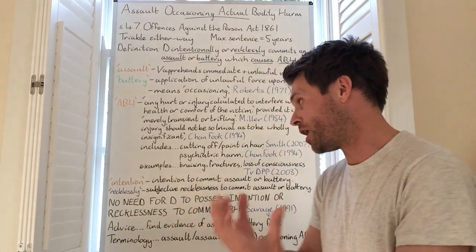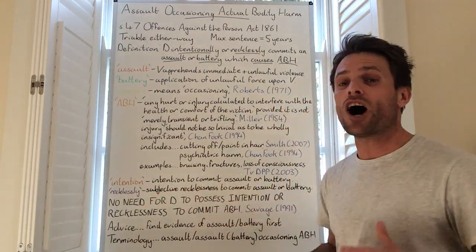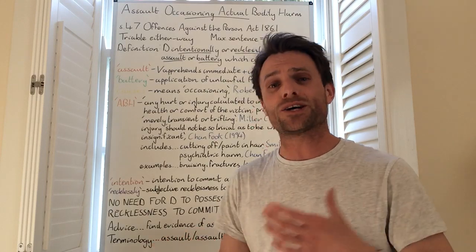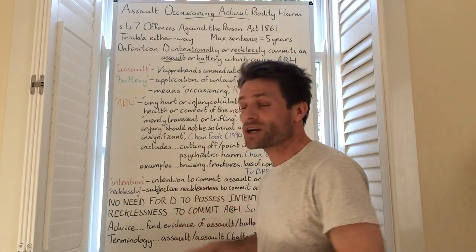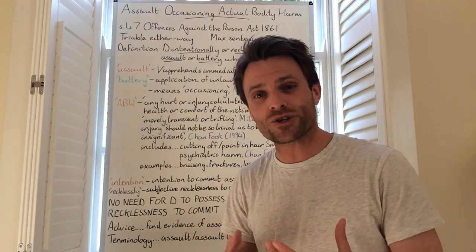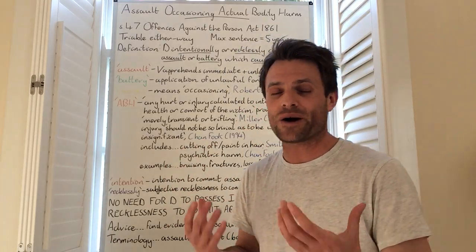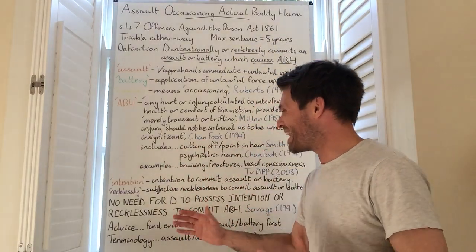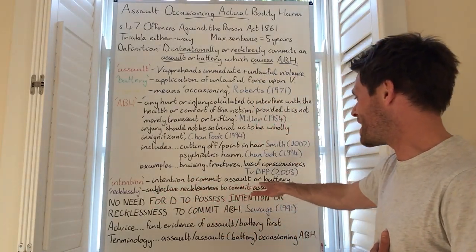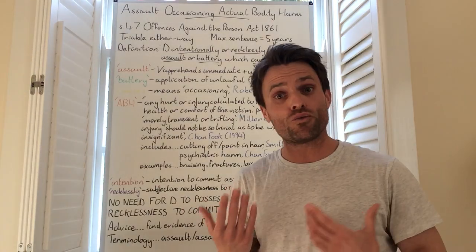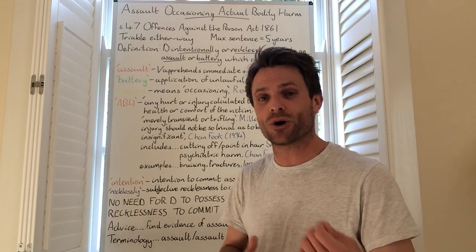And indeed, recklessly, that can be defined as subjective recklessness, obviously Cunningham recklessness, as you'll have looked at when you studied the mens rea and the case of Cunningham. So subjective recklessness is where the defendant is conscious that there is a risk to their behaviour, but they consciously decide to take that risk anyway. And again, let me emphasise one more time, it is just the subjective recklessness to commit an assault or battery. Not being reckless to commit ABH, but just being reckless to commit the assault or battery.